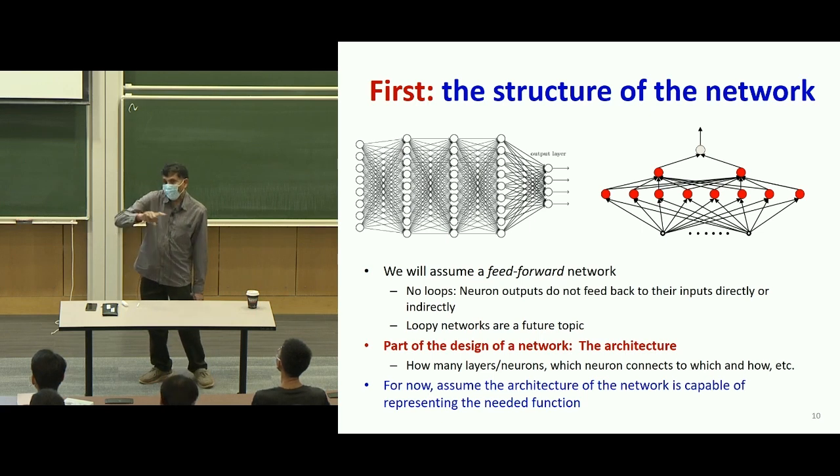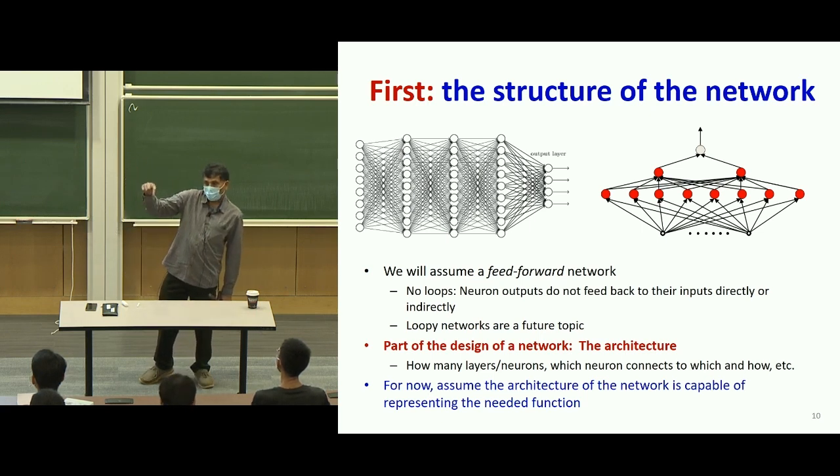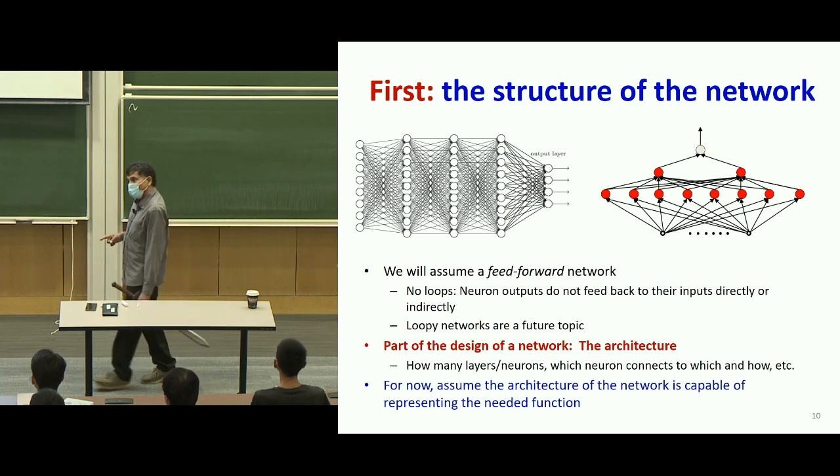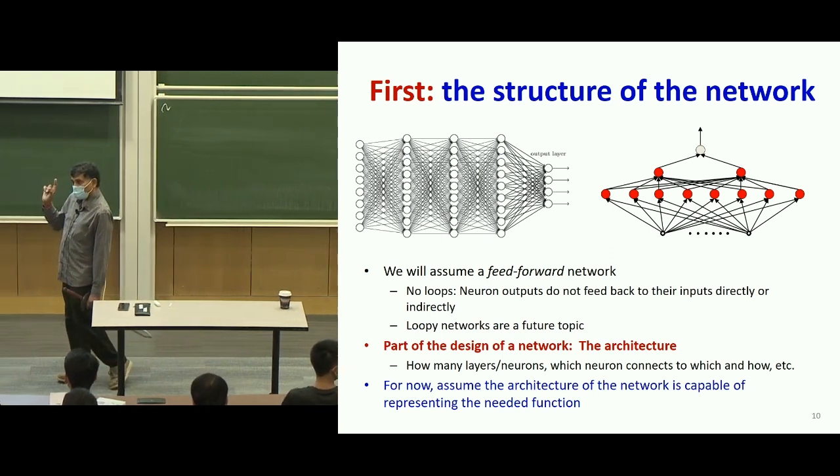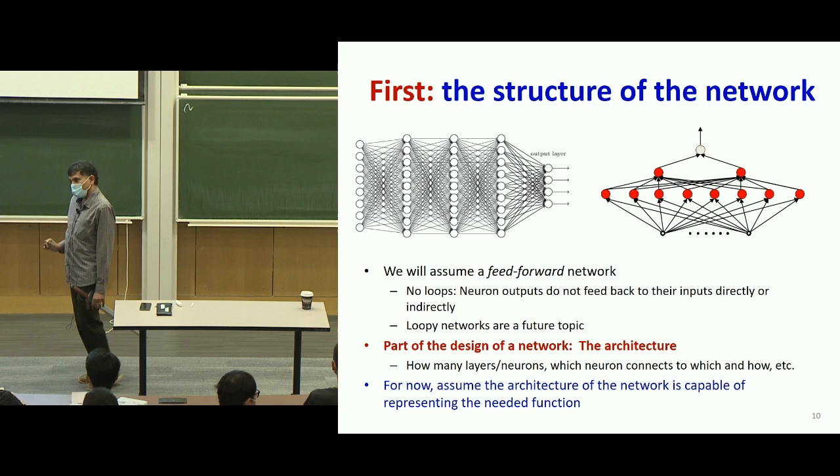There are no loops. You never have anything going out of a neuron and then looping back and finding a path back into the neuron. So this is a strictly directed graph with a source and a sink with no loops.